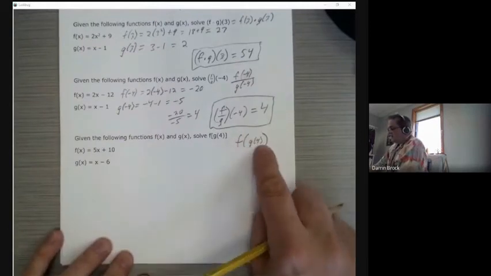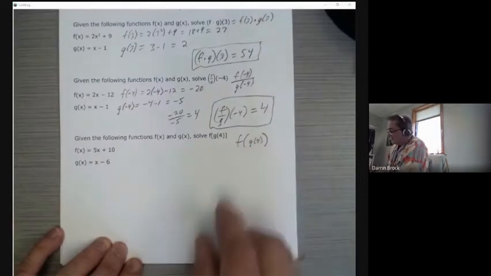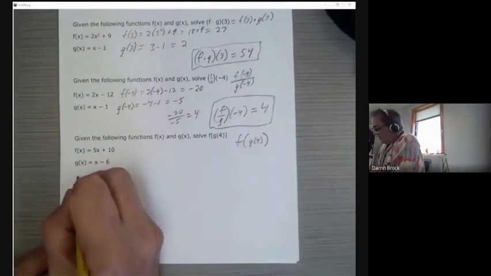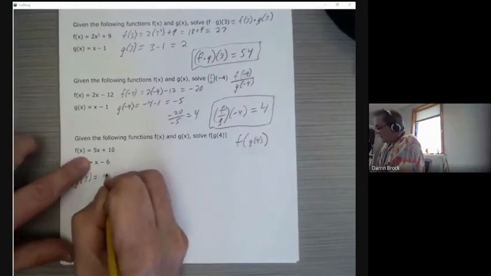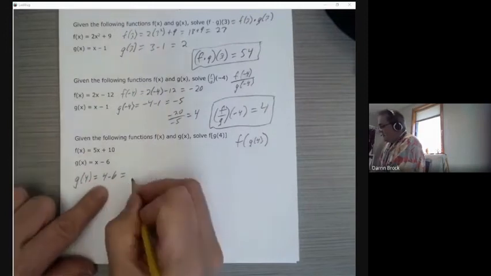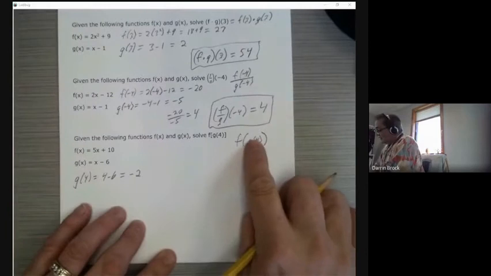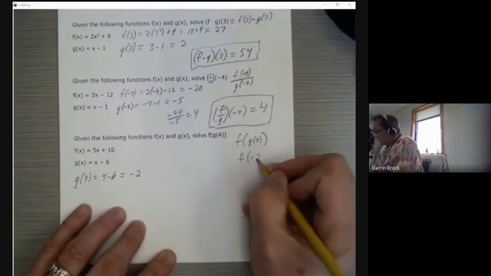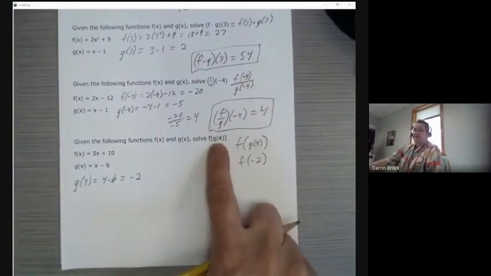So that means we don't know what we're substituting for f because we have to figure out what is g of 4. Let's find g of 4 first. So g of 4 equals 4 minus 6. So 4 minus 6 is negative 2. Since we know g of 4 equals negative 2, this is saying, what is f of negative 2? That's what this is asking.